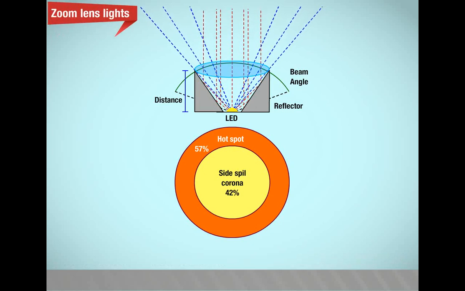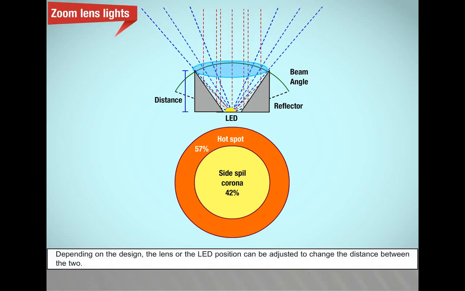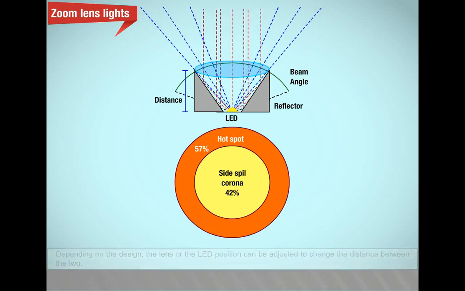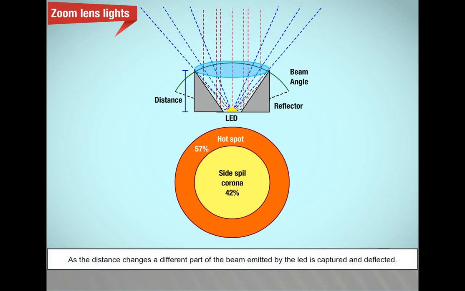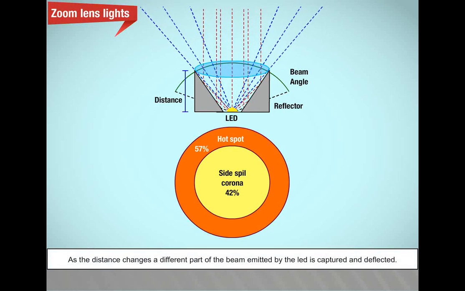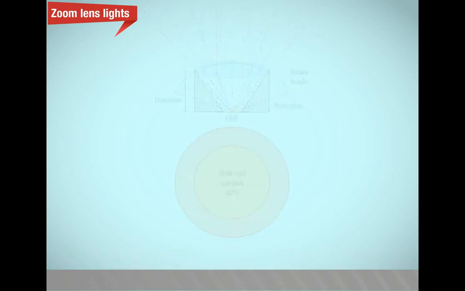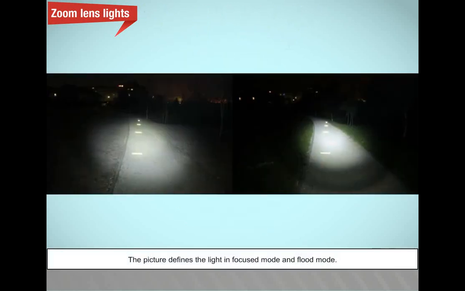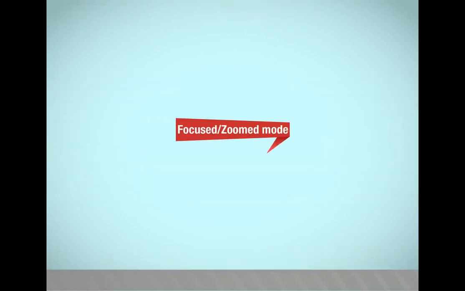Zoom lens lights. Depending on the design, the lens or the LED position can be adjusted to change the distance between the two. As the distance changes, a different part of the beam emitted by the LED is captured and deflected. The picture defines the light in focused mode and flood mode. Focused or zoomed mode.